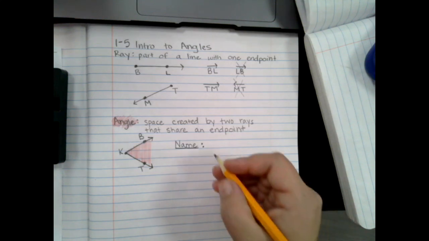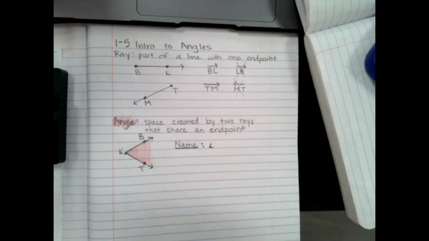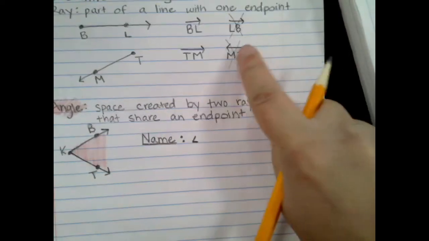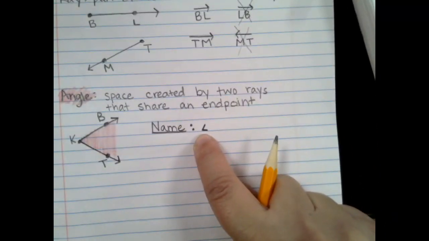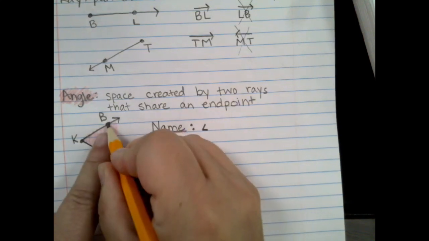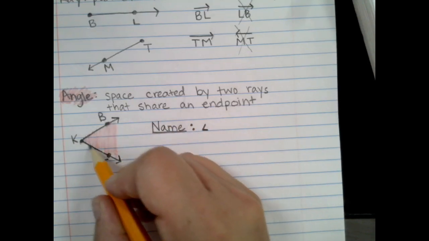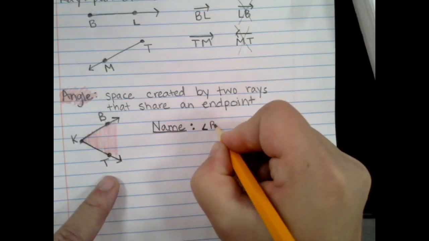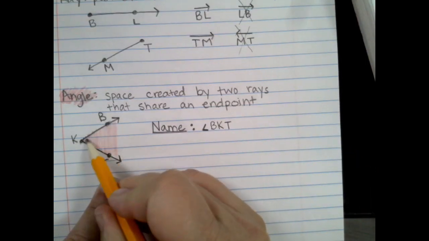For our name, we're going to start with an angle sign, a little angle. Just like how up here for ray, we put that symbol above, now the symbol comes at the beginning. And then we want to list the 3 points that come together, but we need to do it in a way that we can outline it without picking up our pencil. So for example, I could start at B, and then where would I go? K, and then T. So we always use 3 points, B, K, T, and it has to go in an order that I can outline.